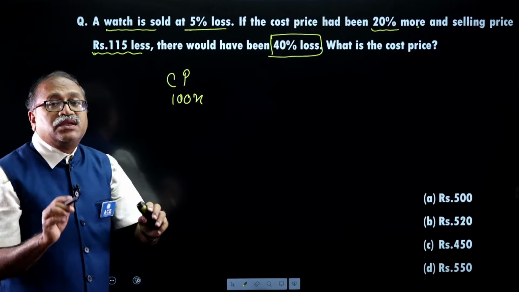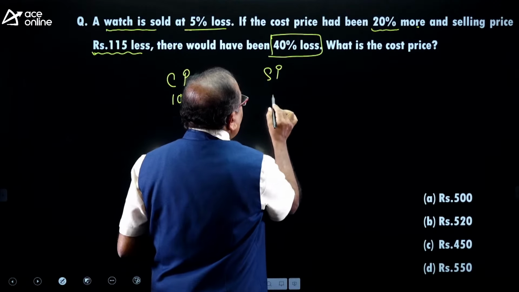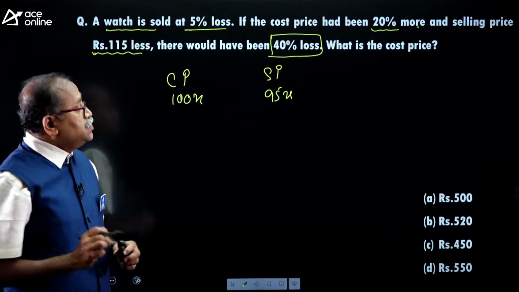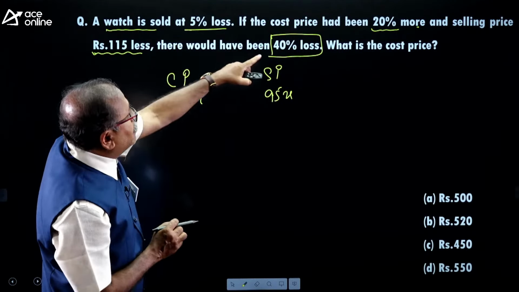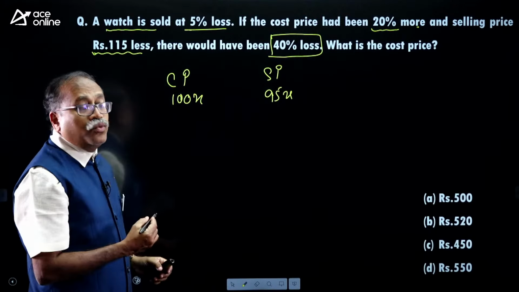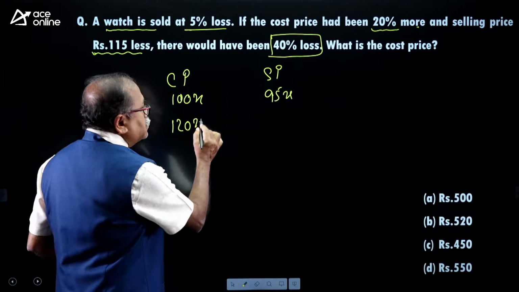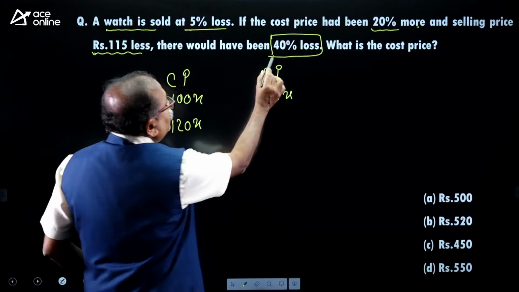Now, initially he is selling at 5% loss. So what will be the selling price? The selling price will be 95x. Am I right over here? Okay. Now, if the cost price has been 20% more, so this is 120x.